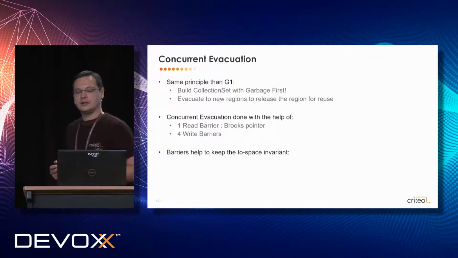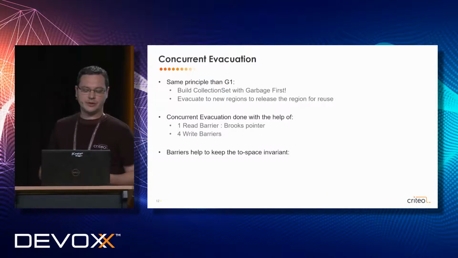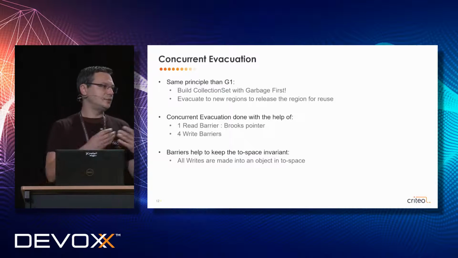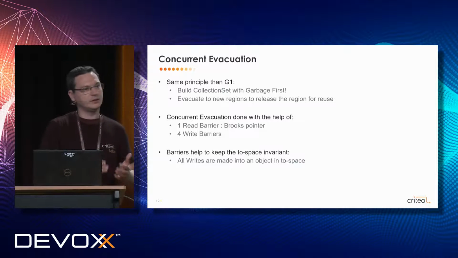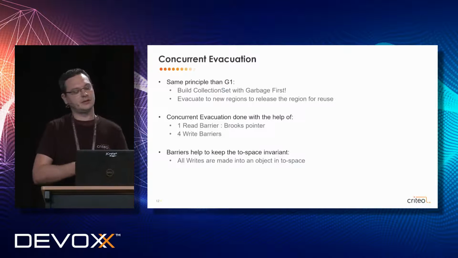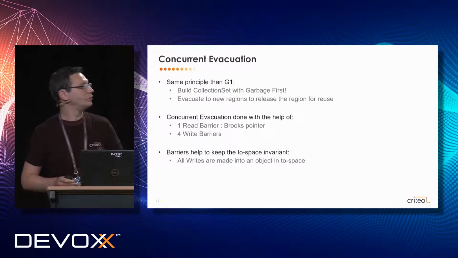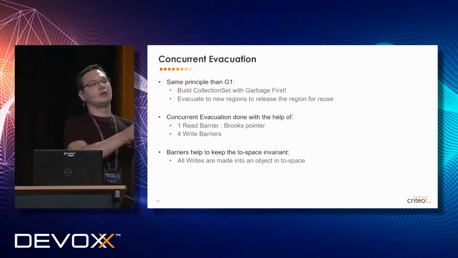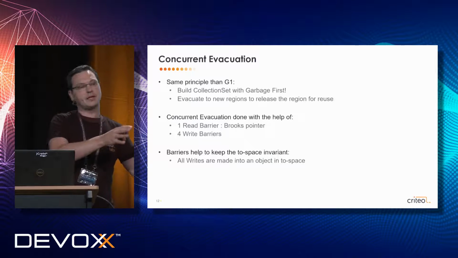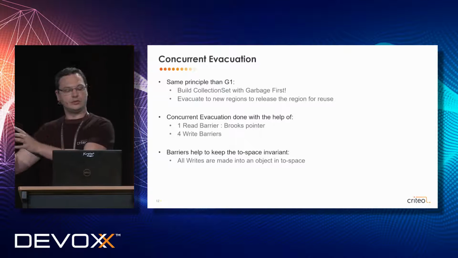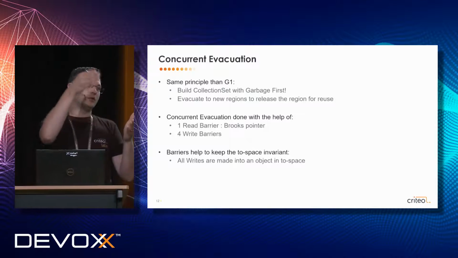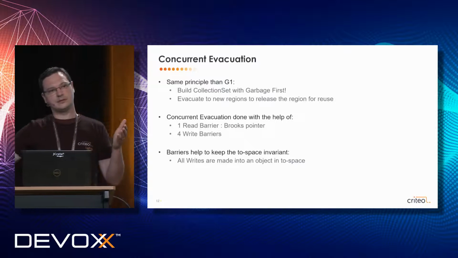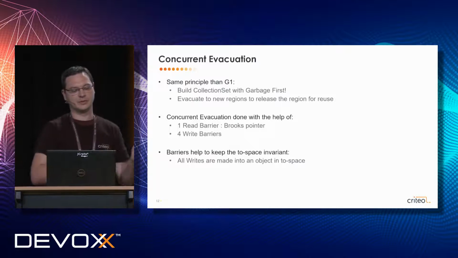Those barriers are needed to keep a to-space invariant. All writes that need to be done into an object must be done in the object that is placed in the to-space region. So we have the source region, the from space, and the destination region, the to space. So if you need to write into an object, it needs to be in the to-space region, not in the from space.